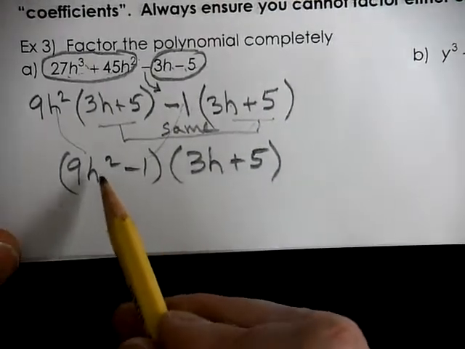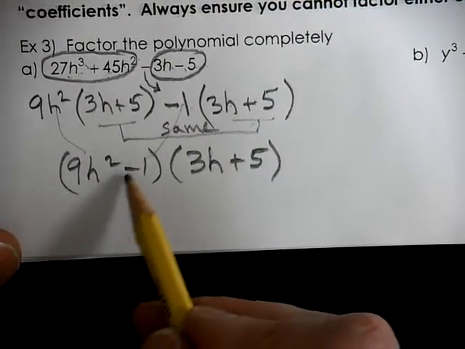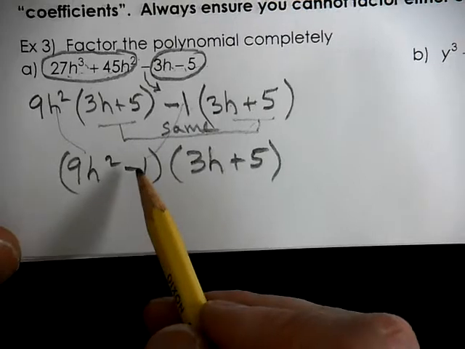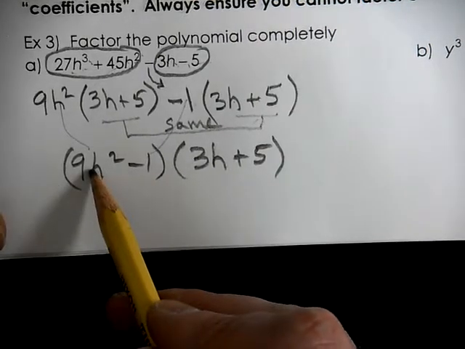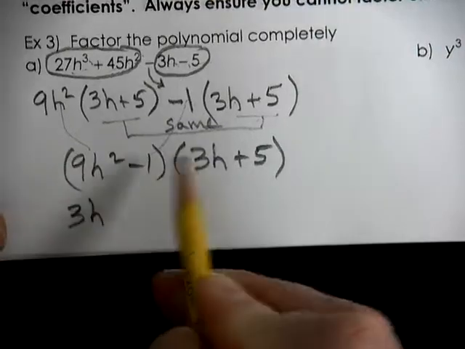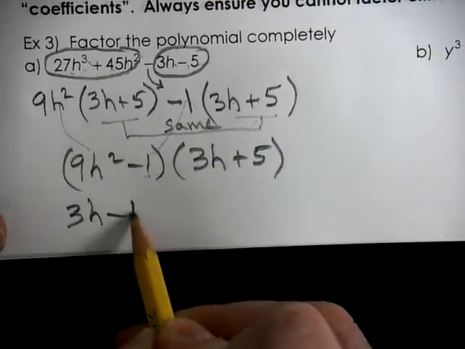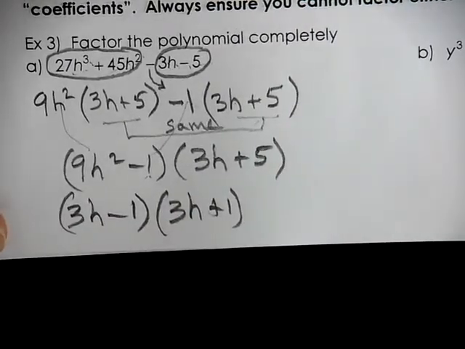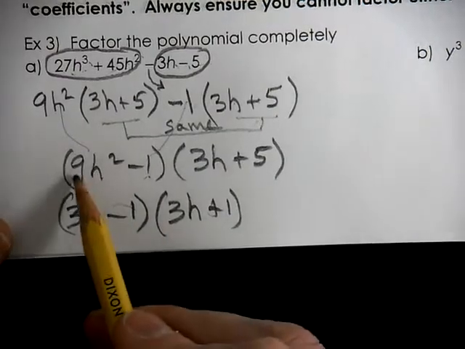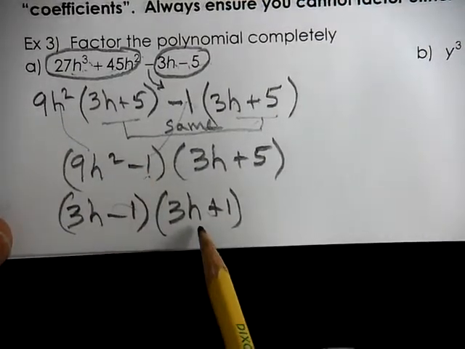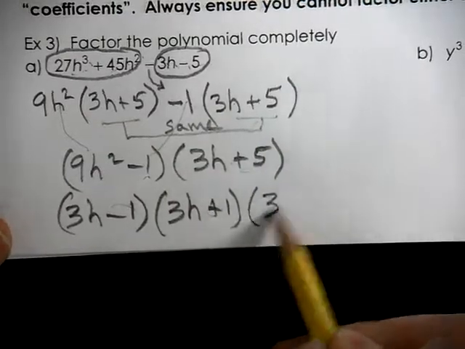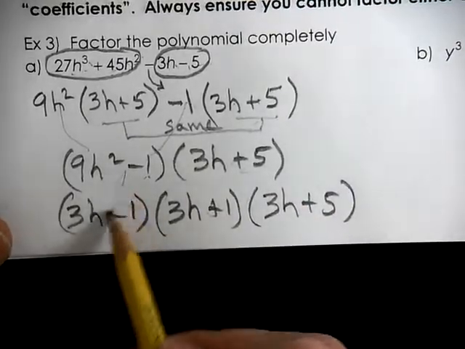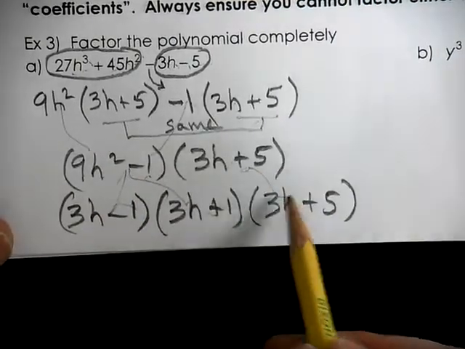Now, being observant, do notice that you can take the square root of both of these, so this is the difference of two squares. You have to continue. You have to factor it completely. So take the square root of your first term, which is 3h. Take the square root of your last term, which is 1. So 3h plus 1. If you FOILed that together, you would get 9h squared minus 1. Don't forget to bring down your 3h plus 5. We never worked with that any further. So this gets factored into those two terms, and this one comes down here.